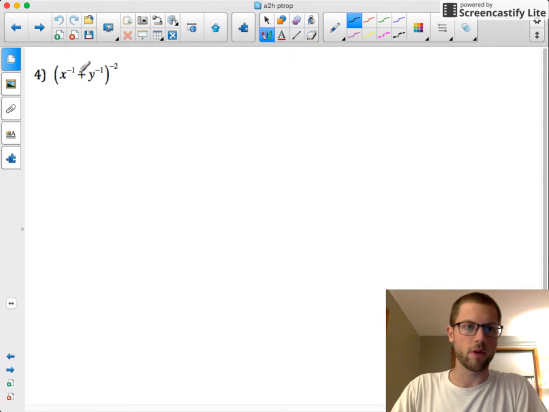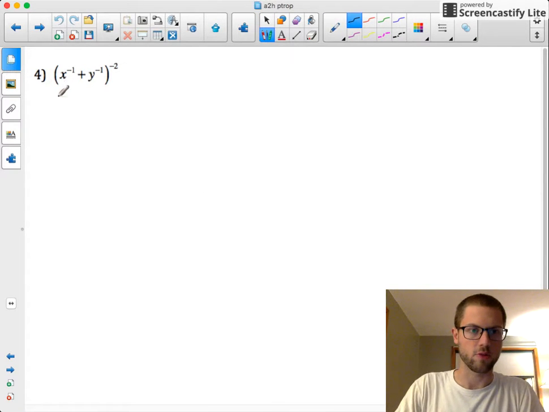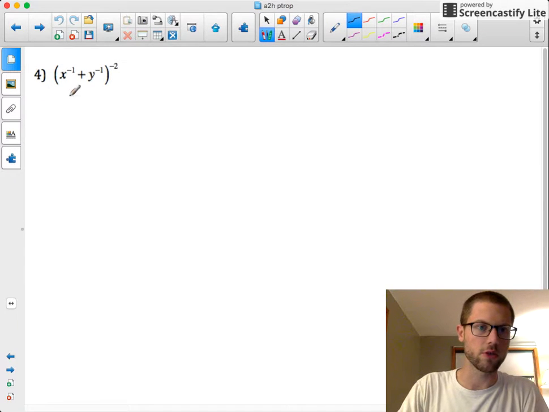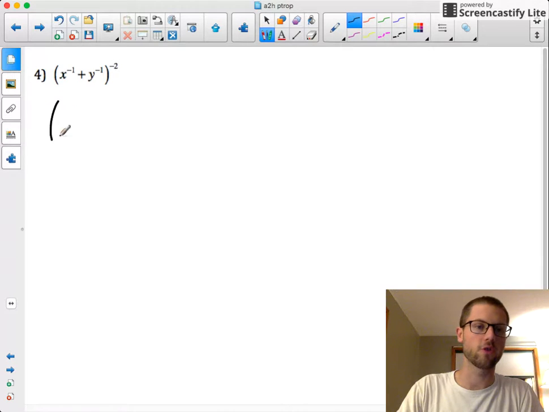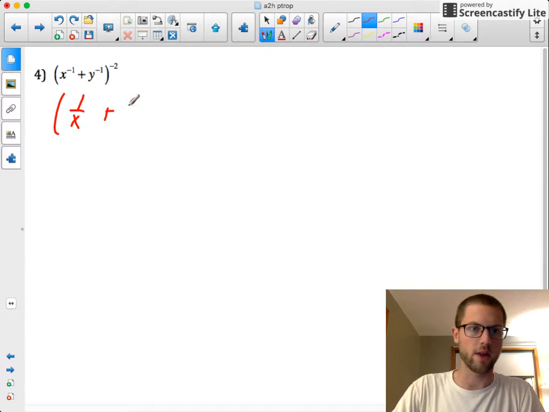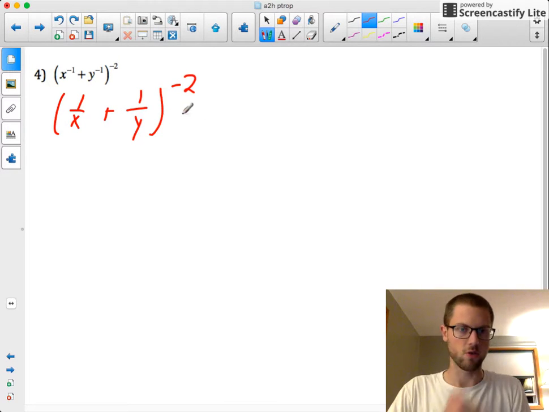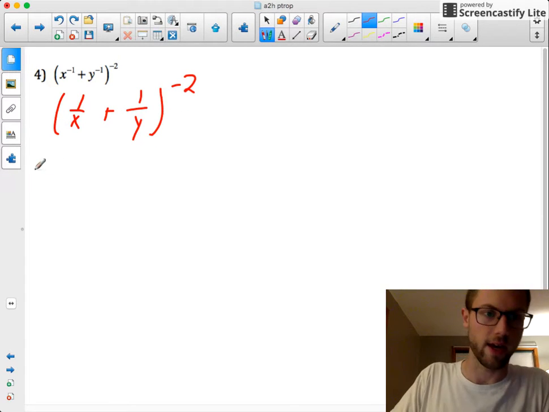All right, in this problem here, we want to simplify this expression. We're dealing with a whole bunch of exponent rules, and I want to work from the inside of this quantity out. So first off, I want to take my x to the negative first power. Let's make that 1 over x. And let's take this y to the negative first and make it 1 over y. And all that is raised to the negative second power.